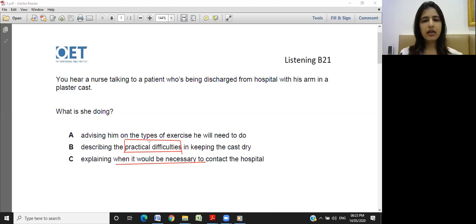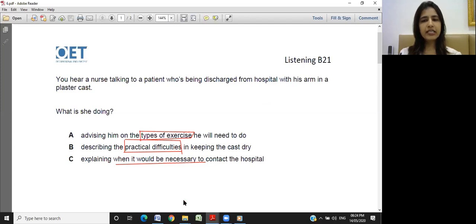And there was something about exercise, but not types of exercises, just exercising the shoulder and the neck. That's not a type of exercise, but when to contact the hospital. Yeah, so that's all about this part of the test. We mainly looked at function questions today. So I hope after today's session, you will be clearly able to remember what kind of questions are function questions and how to deal with them.